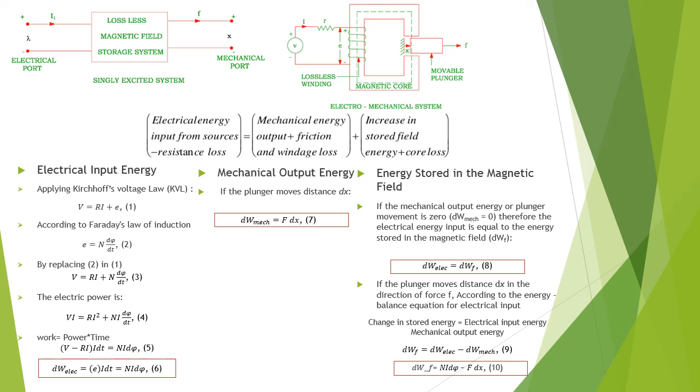However, if the plunger moves a distance dx in the direction of the force, then the energy stored in the field can be calculated as the difference between the input electrical energy and the mechanical energy. By replacing the data from the previous equations, we reach the final equation for the amount of energy stored in the magnetic field.